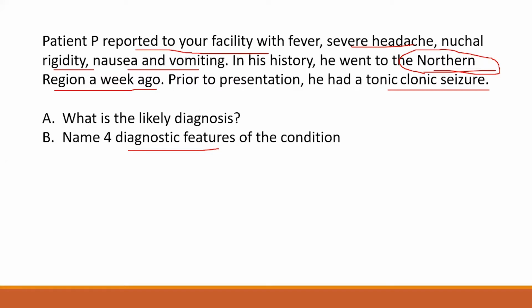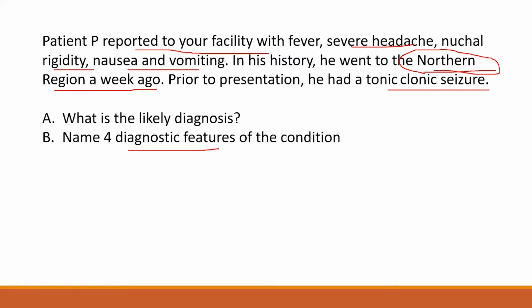We can also talk about Kernig's sign. This is assessed with the person lying in the supine position with the hip and the knee flexed to 90 degrees. In a person with a positive Kernig's sign, pain limits passive extension of the knee. So if this is true, then it is a sign of meningism.